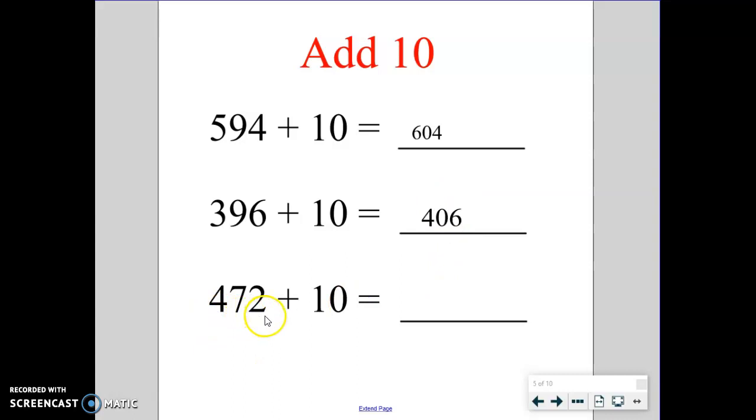Here I have 472, and I get another 10. This time I see I have 7 tens, plus one more 10 is only 8 tens, so my hundreds are not going to change, so I'm going to have 482. My 7 plus one more gives me those 8 tens, so 482.